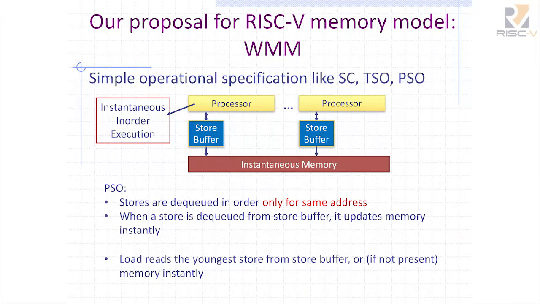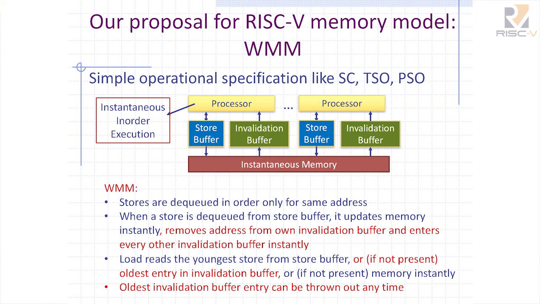PSO is a variation on TSO where you can dequeue from the store buffer out of order for different addresses. It's a very minor variation. It's not important. WMM is very similar to PSO. The thing shown in red are the diffs. The difference is there is a new conceptual device called the invalidation buffer, which keeps all the stale values around. So whenever a store is being dequeued from the store buffer to update the memory, you also push the old value sitting in the memory into the invalidation buffer. So that's the stale value which can be read by a future load, by a processor.